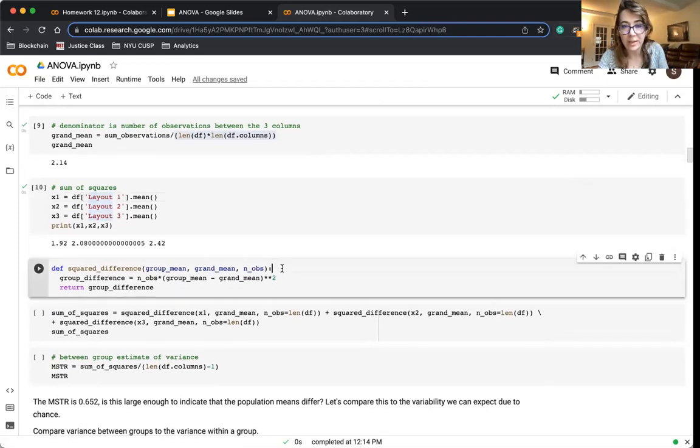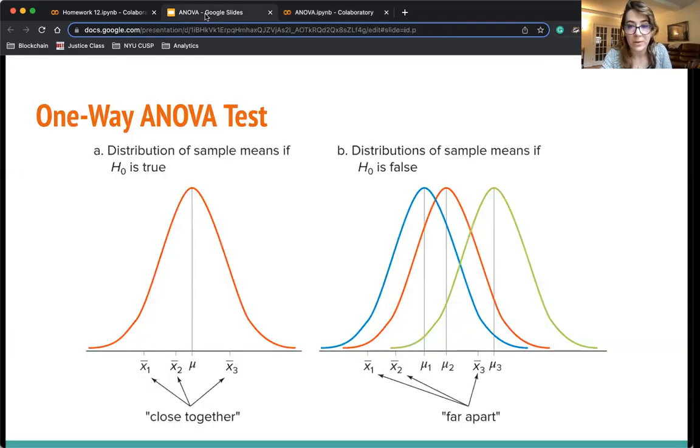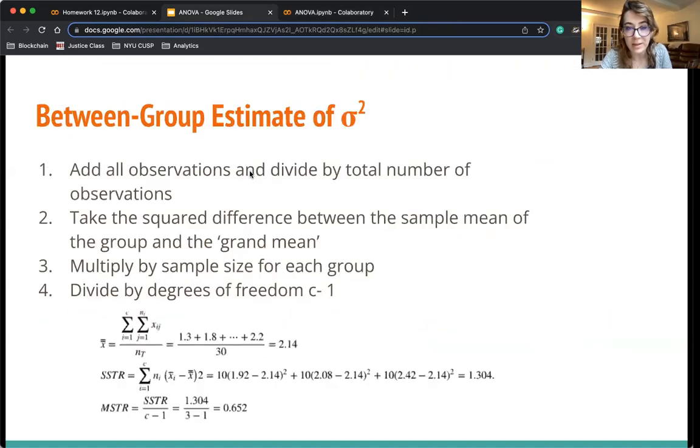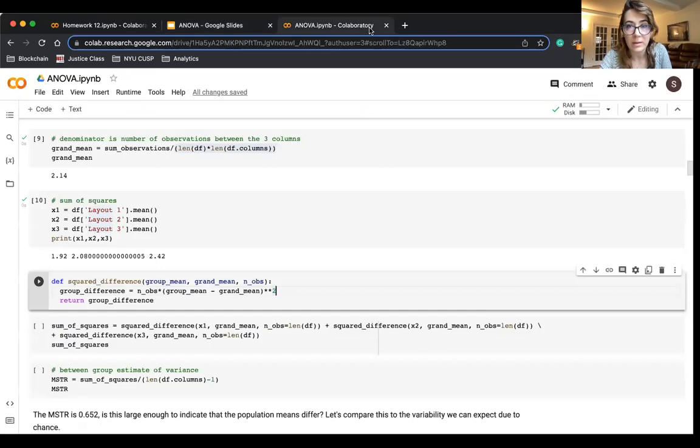Next, I created a pretty simple function that takes the number of observations and multiplies it by the group mean minus the grand mean, squared, and returns that group difference. Not to jump around too much, but this is just taking this step in the formula, and we'll apply it for each of the sample groups.